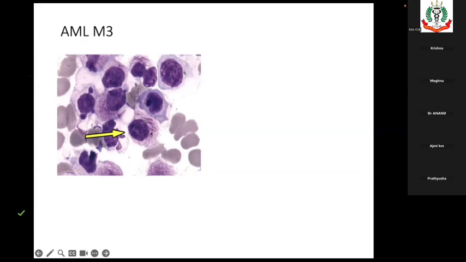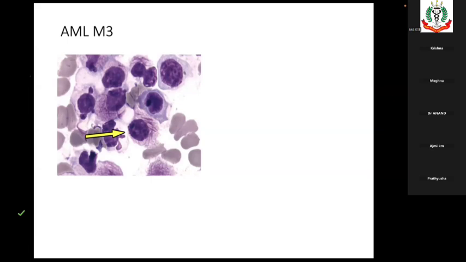And what is this cell called, which is always asked for your MCQ? This is a faggot cell. So a faggot cell is a cell with too many Auer rods. More than 12 Auer rods in one cell is called a faggot cell, and that is almost diagnostic of AML M3, acute promyelocytic leukemia, which has a very specific and consistent cytogenetic abnormality, translocation 15;17.